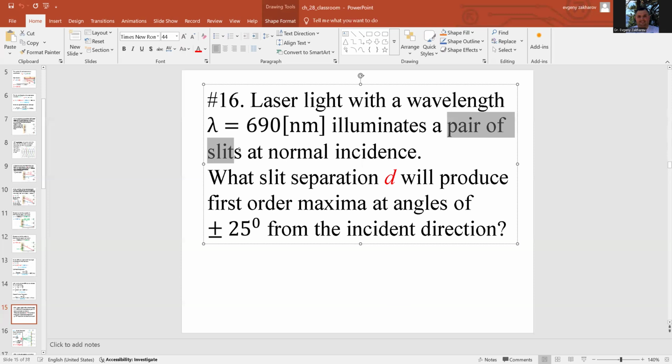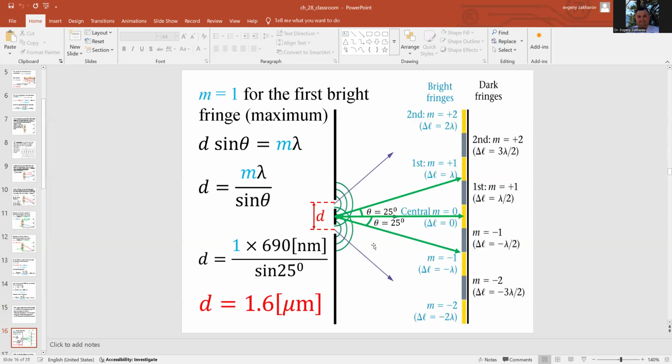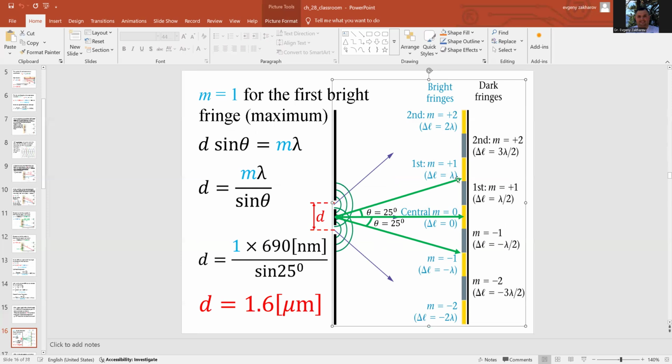A pair of slits. This time it's a double slit. And the question is about the slit separation, so that you get the first order maxima at angles of plus minus 25 degrees from the incident direction. So let's draw a sketch and see what we have given, what's missing. This is your standard diagram to refer to. You can see the central maxima, the m equals 0, and it's the 0 difference between path lengths.